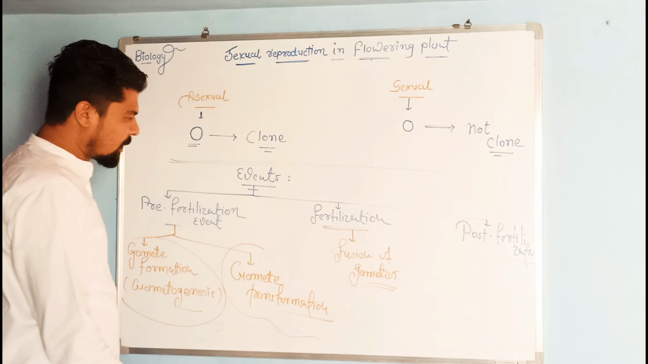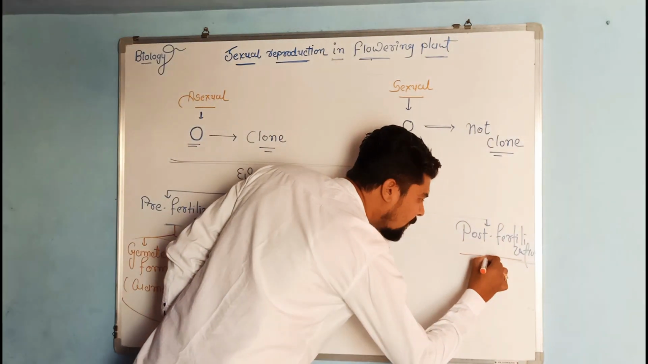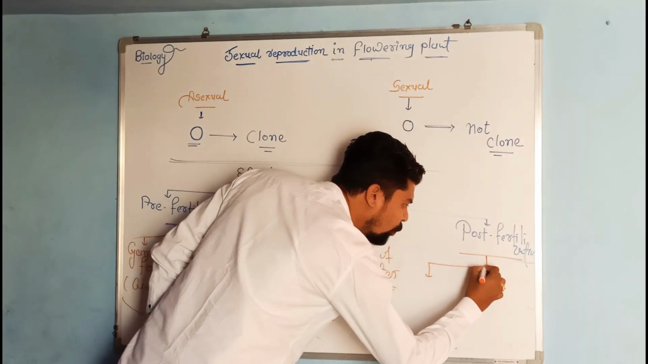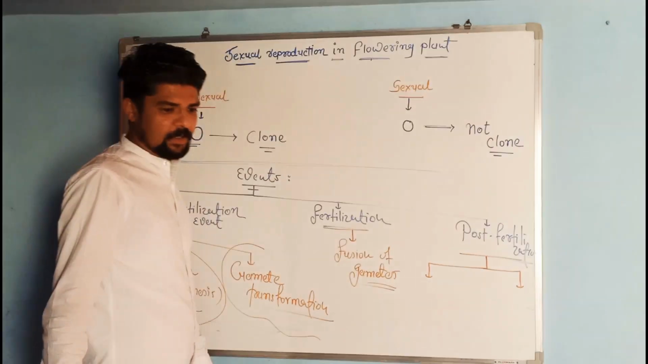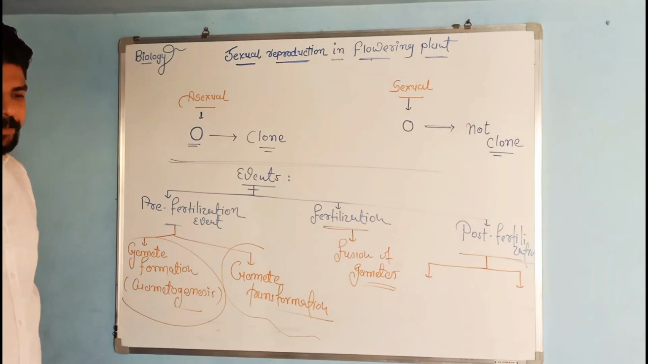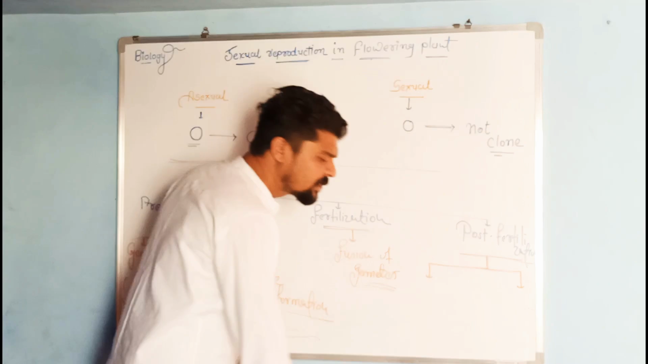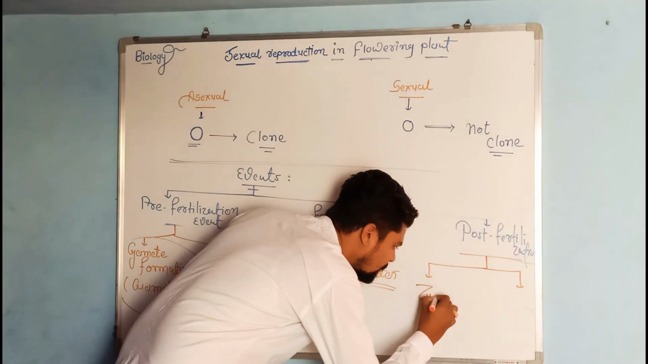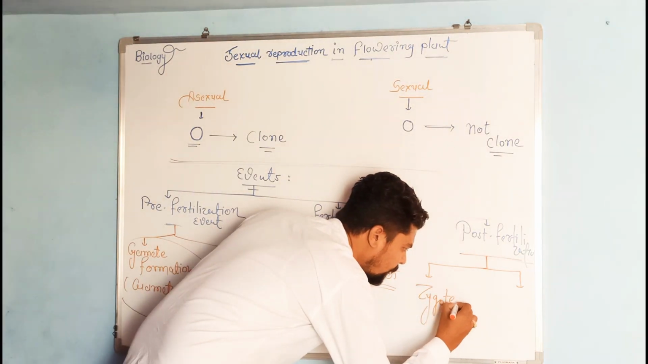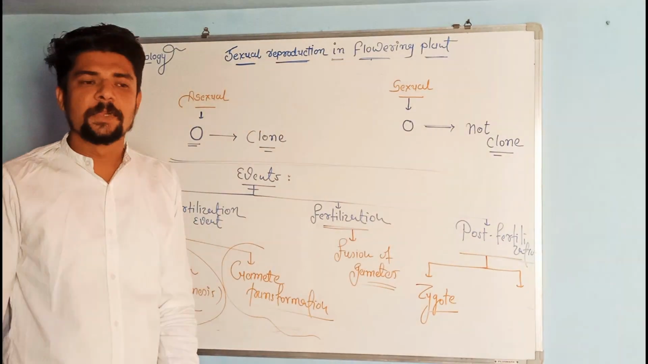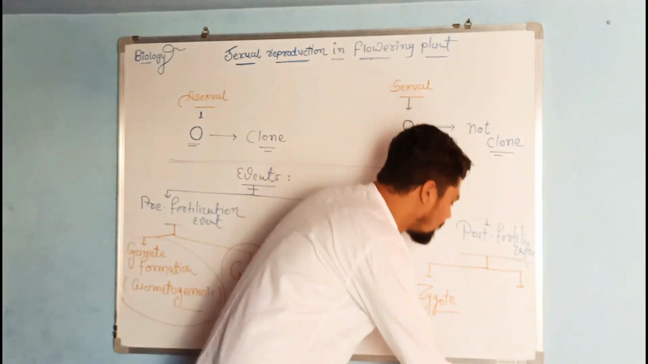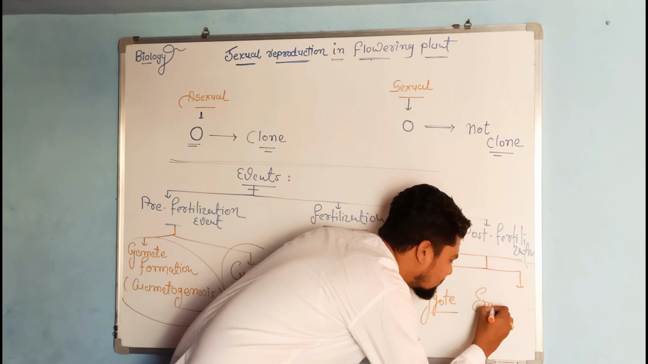And last one is post-fertilization. Post-fertilization divides into two processes. First one is zygote formation and last one is embryogenesis.